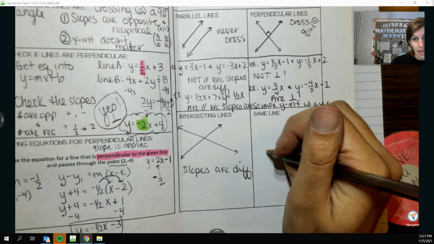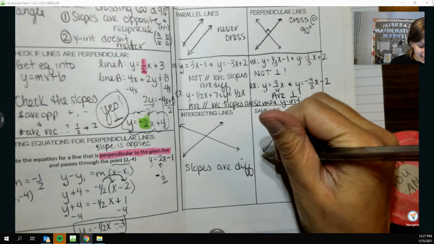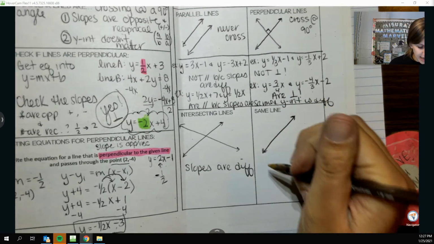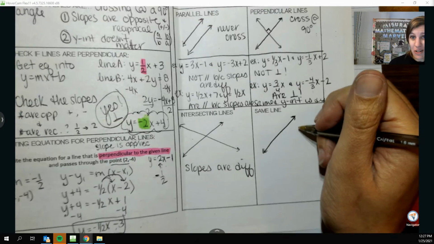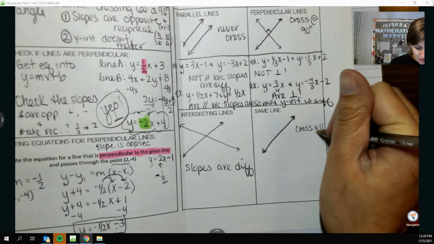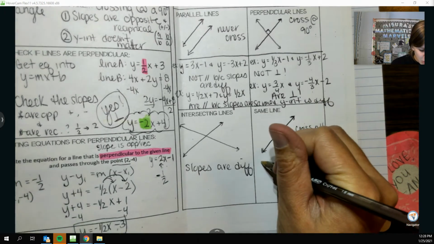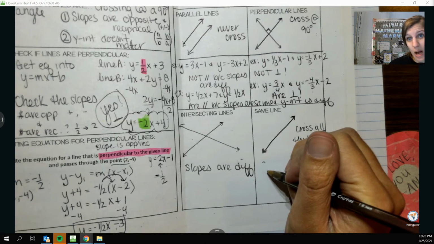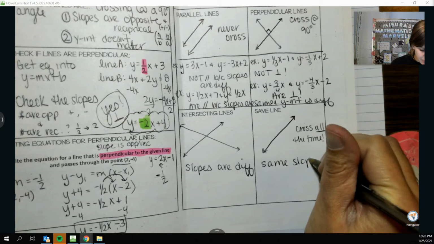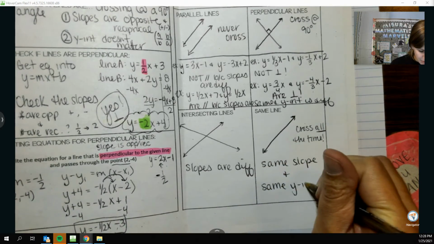The same line is like when I have a line and then the same one on top of it. So it's really just going to look like one line. But they kind of cross all the time. But they will have the exact same y equals mx plus b. So same slope and same y-intercept.